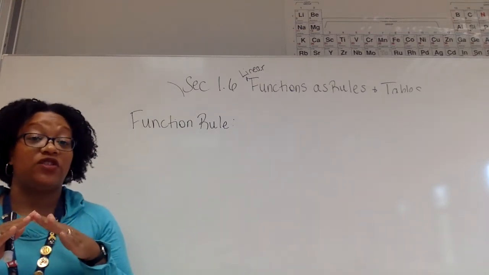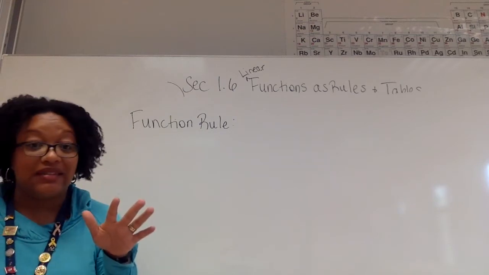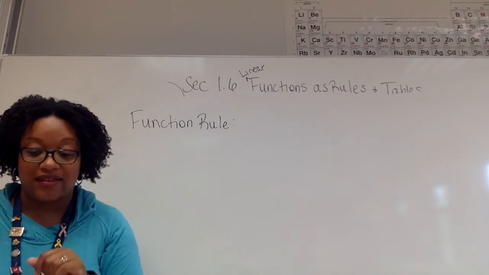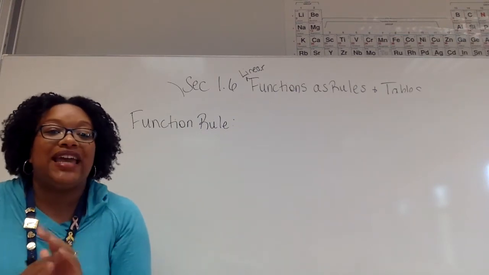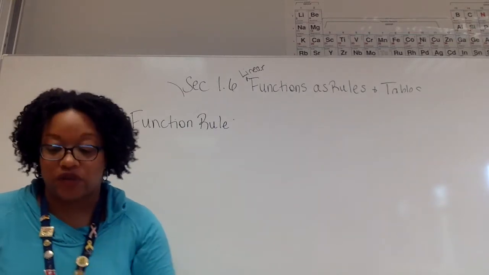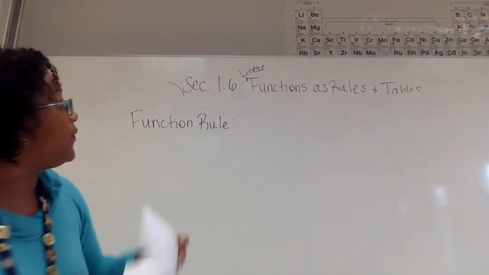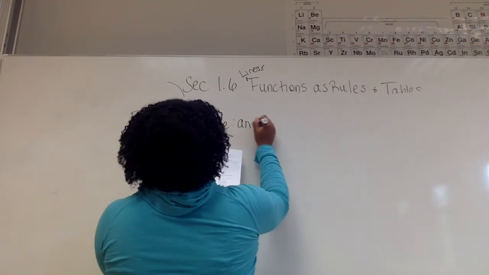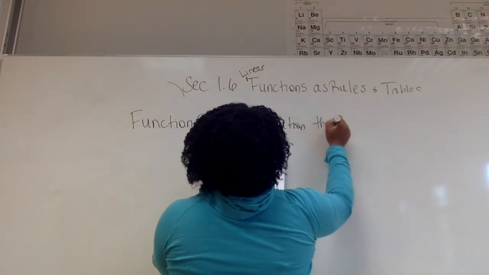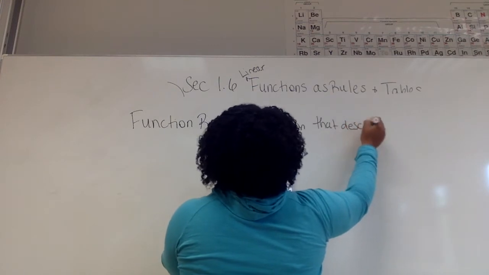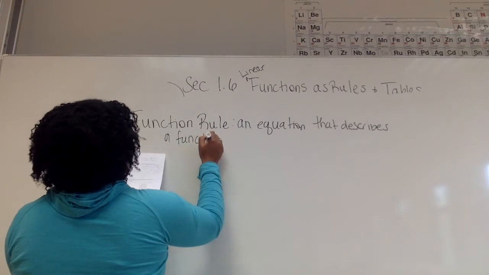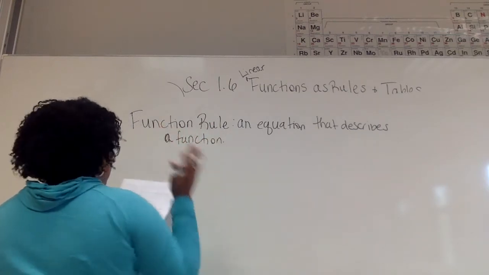And the cool thing about a function rule is that you've been using these for years, you just didn't know it, because a function rule is simply an equation. It's just a special name for an equation. So here's what I want you to write down. A function rule is an equation that describes a function. Okay? So it's just a simple equation.